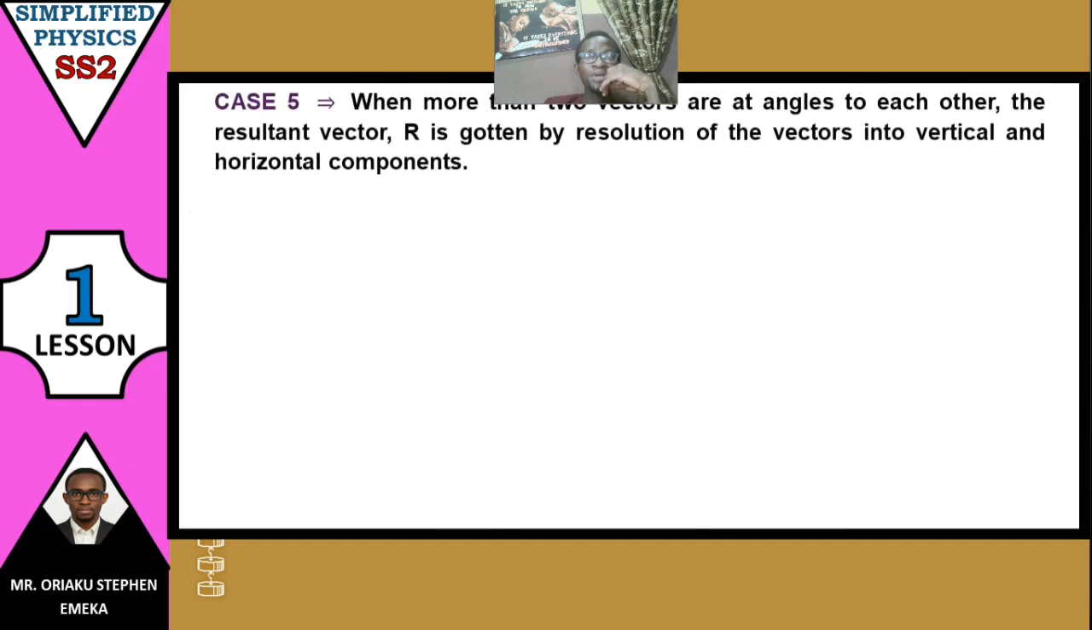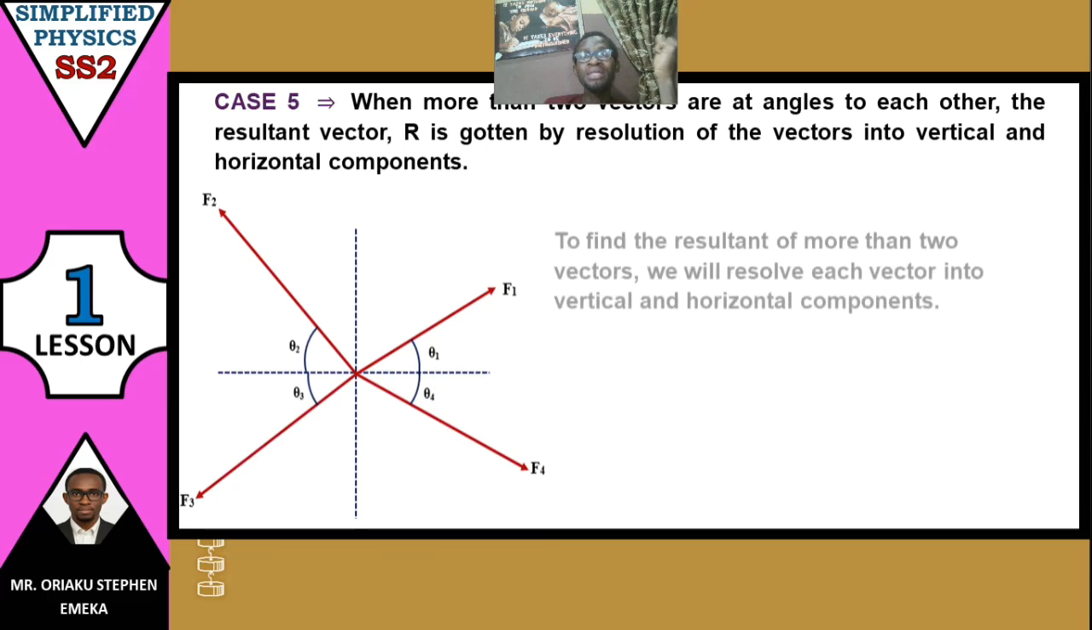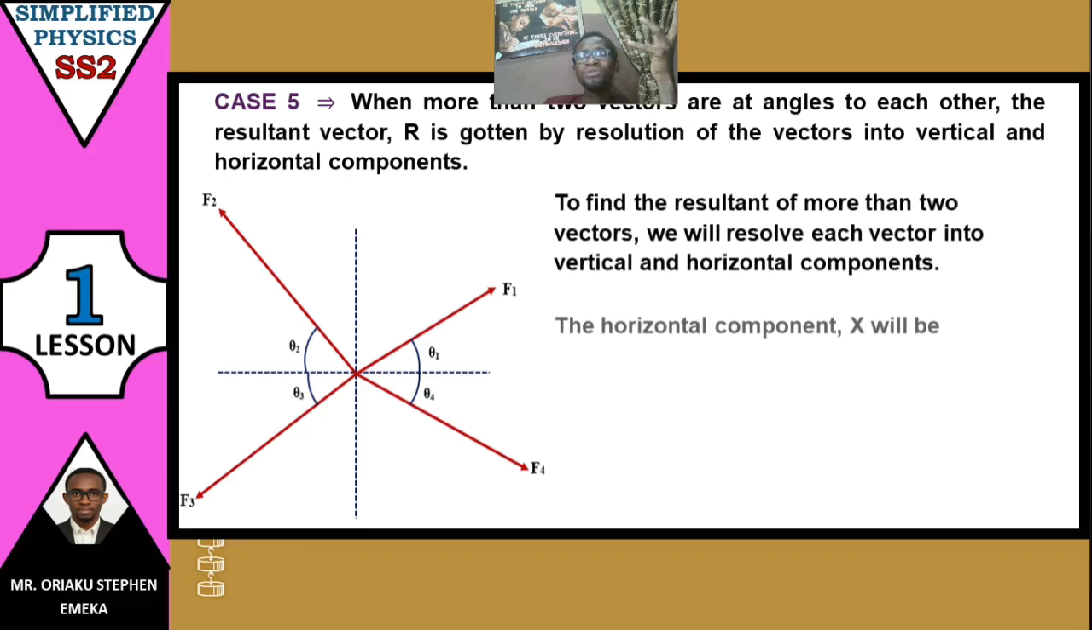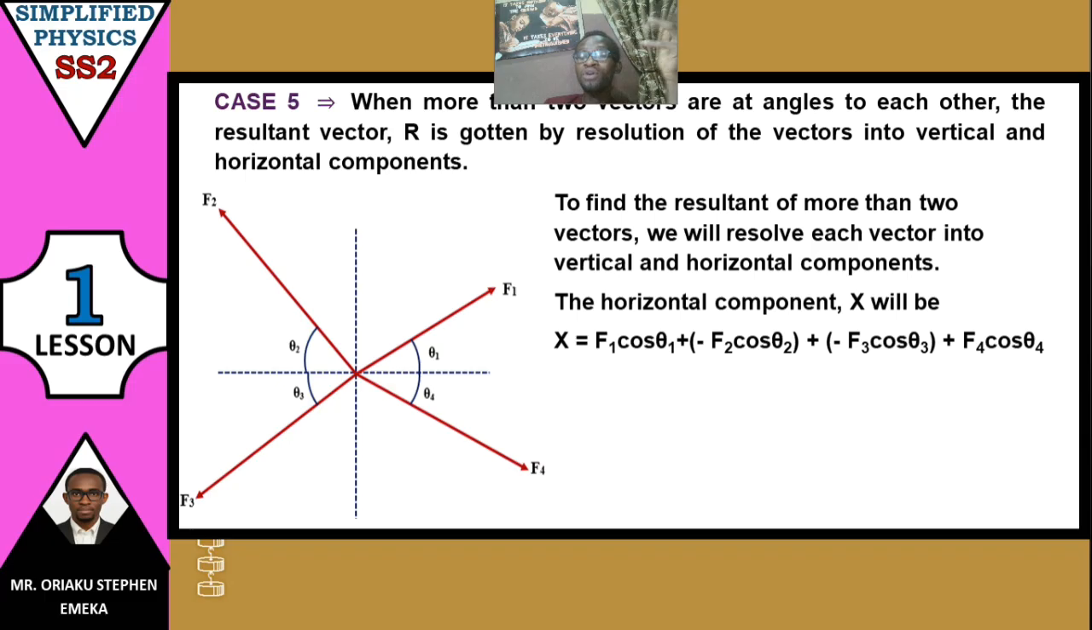Case 5 is when we have more than two vectors at angles to each other. So in this case, we are not just having two vectors, we are having more vectors. So how do we do this? The best way to do this is to resolve these vectors into vertical and horizontal components. Once we do that, we say that the vertical component is y and the horizontal component is x.